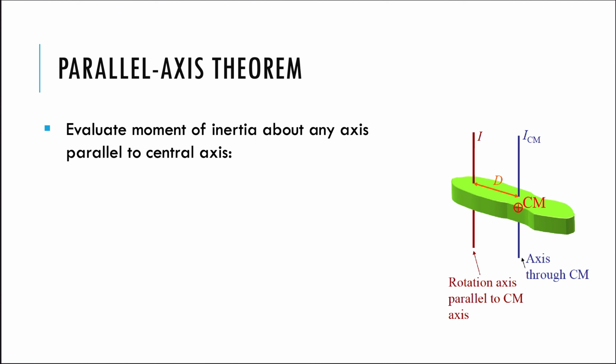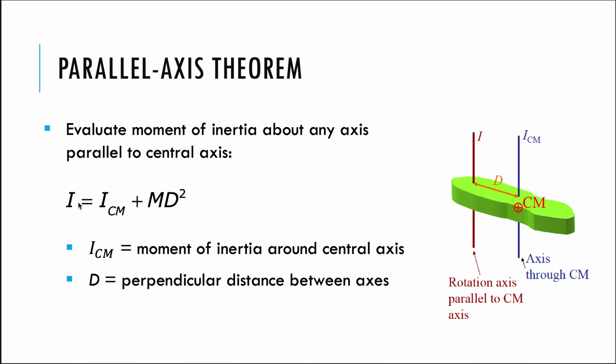So what we do is we use the parallel axis theorem. If we want to find the moment of inertia about an axis that is parallel to the central axis, then we use the following equation. This new moment of inertia is going to equal the moment of inertia that goes through the center of mass plus Md squared. M is the mass of the object, and d is the perpendicular distance between the axes. So we will also use this in an example, and it allows us to have a lot more flexibility when calculating moments of inertia.